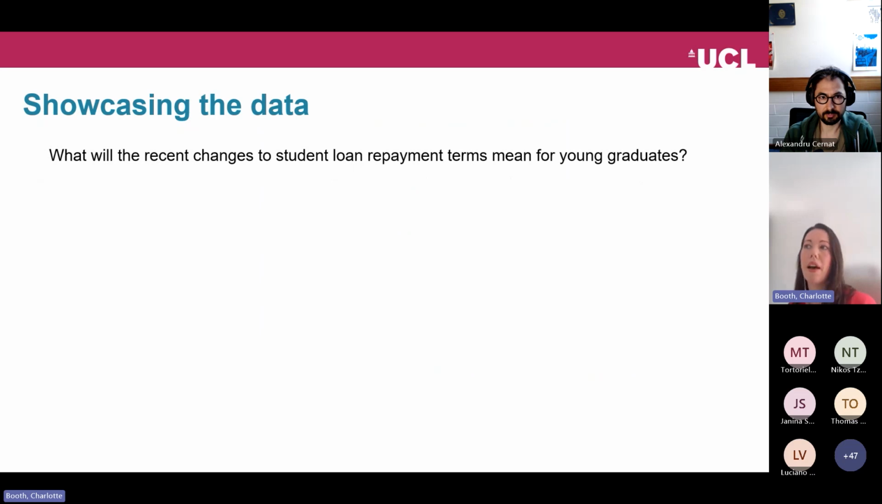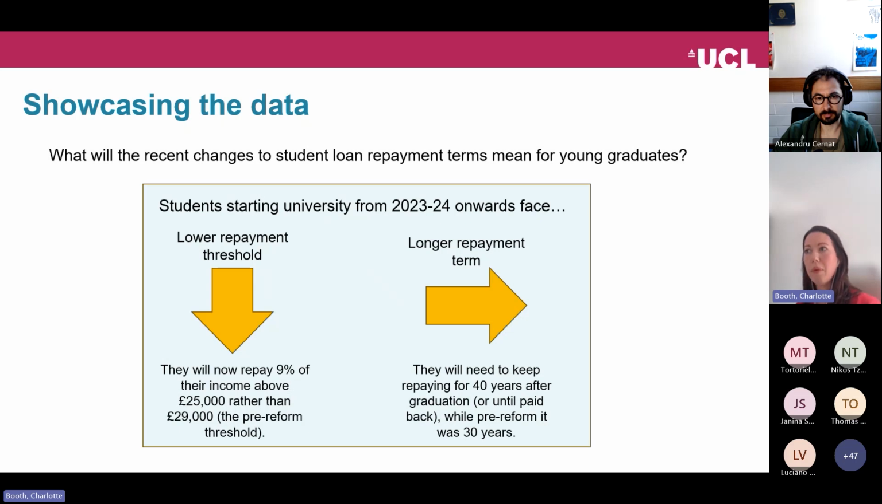Okay, and the last thing we wanted to do was showcase some research possibilities with the data. This was a while ago now, but at the time there had been some changes to the student loan repayment terms that the government made, and we wanted to see what those changes might mean for young graduates. So this shows you a bit about what the changes to the repayment terms were.